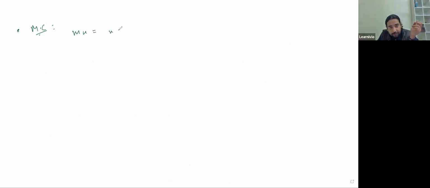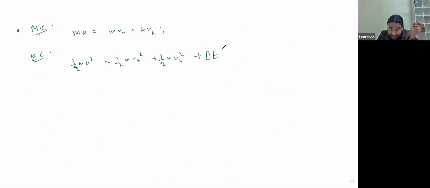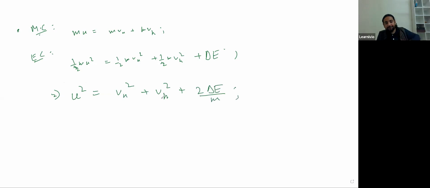We have mu is equal to mVn plus mVh. You have energy conservation, so you have half mu squared is equal to half mVn squared plus half mVh squared plus delta E. Now let's simplify this. Let's divide the whole thing by m by 2, so let's just remove all these m by 2s here. What do you have? You have u squared is equal to Vn squared plus Vh squared plus 2 delta E by m, right? So dividing the whole thing by m and multiplying the whole thing by 2.